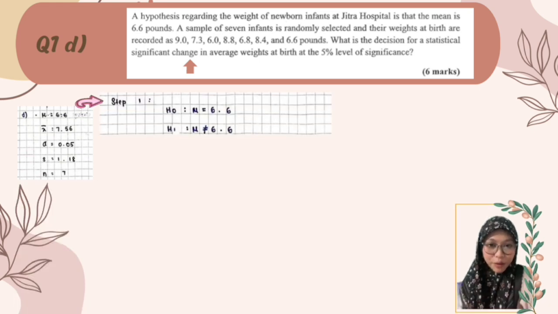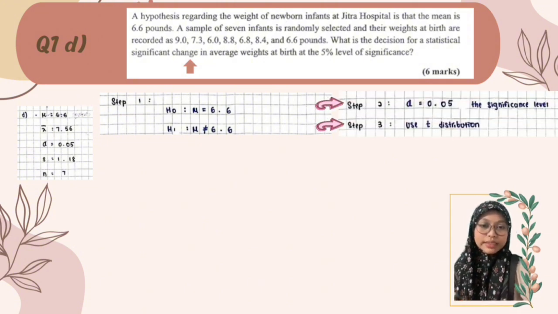Here we go. Step 1, state the null hypothesis and alternate hypothesis. The null hypothesis H0: mu equals 6.6 and the alternate hypothesis H1: mu is not equal to 6.6, because of the keyword in the statement, changed. So obviously we use a two-tailed test. Step 2, select the level of significance. It is 0.05. And step 3, select the test statistic. We use the t-distribution since we don't know the population standard deviation.